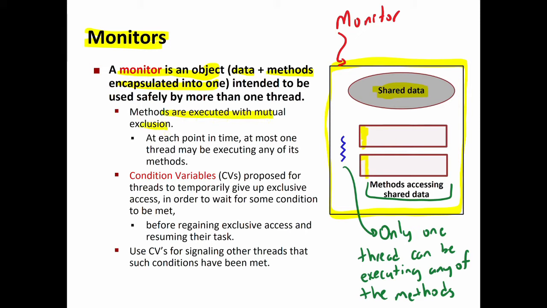This means that only one thread can be executing any of the methods at any time, so we can only have one thread here. What if another thread comes here? It will be blocked. So this is identical to what we call social distancing nowadays. If one thread is in the monitor, all the other threads should wait outside.